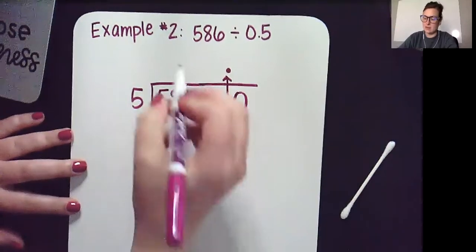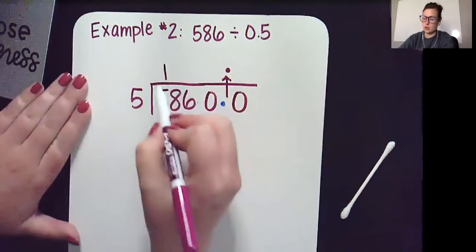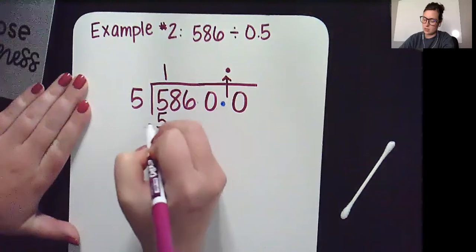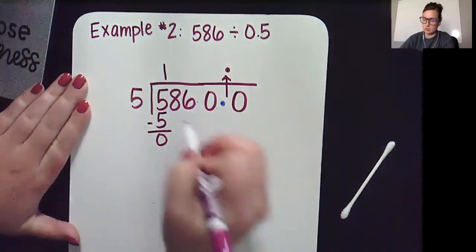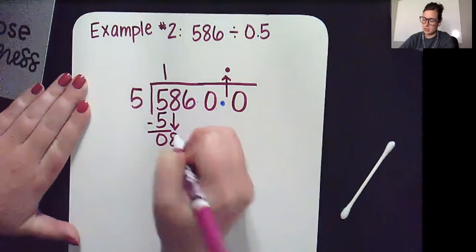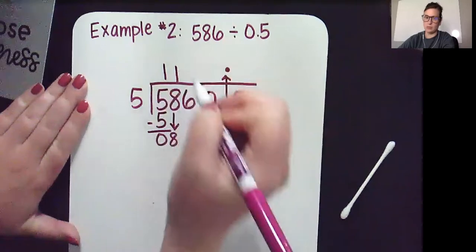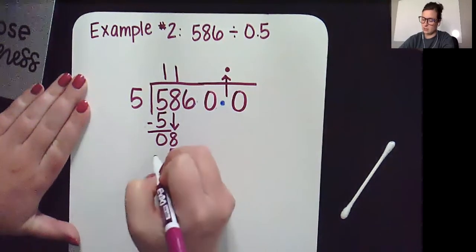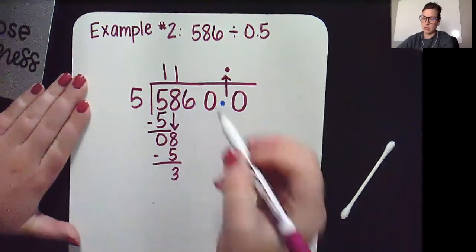If I have 5 apples, I can make one group of 5. 1 times 5 is 5. Subtract and I'm left with 0. Bring down the 8. If I have 8 apples, I can make one group of 5. 1 times 5 is 5. Subtract and I'm left with 3.